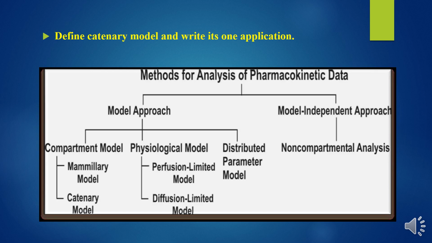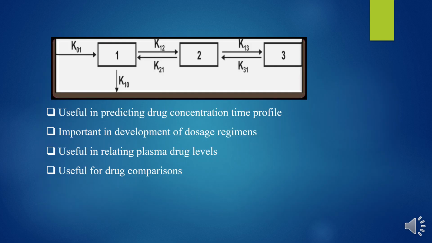Next question, define catenary model and write one application. For the analysis of pharmacokinetic data, we depend on either a model or a model independent approach. Under the model approach, under compartment model, we study the catenary model. This is a way of representing the catenary model, with the help of three compartments. We are explaining this as a central compartment, and 2 and 3 are the peripheral compartments. This catenary model can be used in predicting the drug concentration time profile, and we can use it in development of the dosage regimen as well as in relating plasma drug level and for drug comparisons.